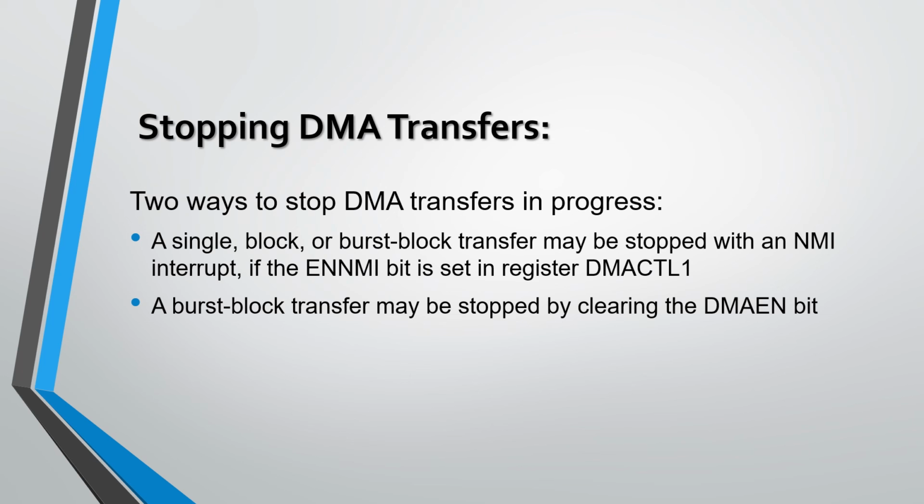Two ways to stop DMA transfers. One is if the enable bit is set in register DMA control 1, a single block or burst block transfer may be stopped with an NMI interrupt. The burst block transfer may be stopped by clearing the DMA enable bit.